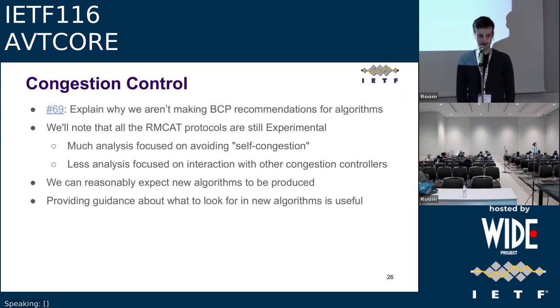Next slide, please. And then we have issue 69 about explaining why we're not making BCP recommendations for different algorithms. I think we already have references to 2 algorithms from RMCAT in the draft, but we just say these are examples of some algorithms. And the idea is to not fix on specific algorithms, because there may, of course, be new congestion control algorithms appearing in the future. And the algorithms in RMCAT are all still experimental. We would rather provide guidance about what kind of algorithm to look for, rather than naming specific ones in our draft.